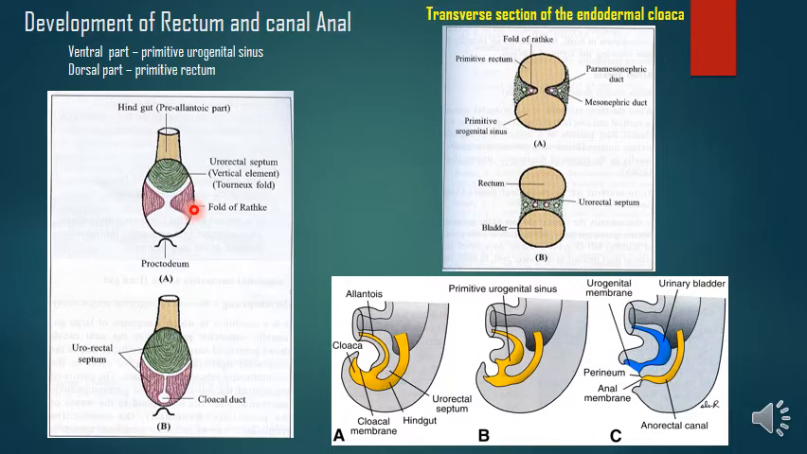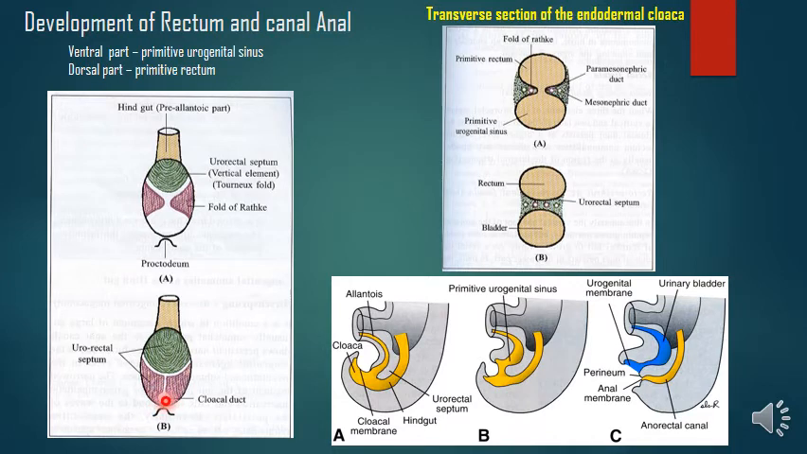The vertical fold, or Tourneux fold, and the two lateral folds, the folds of Rathke, all fuse to form the composite urorectal septum, and this septum extends caudally towards the cloacal membrane. At first, a gap known as the cloacal duct appears between the caudal free edge of the urorectal septum and the cloacal membrane.